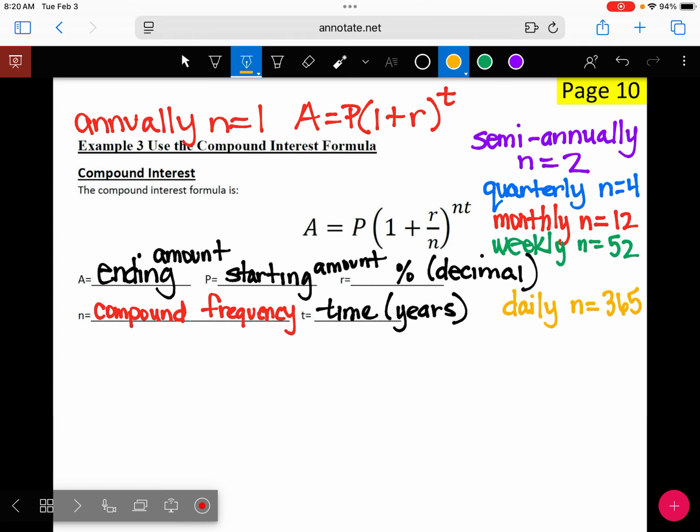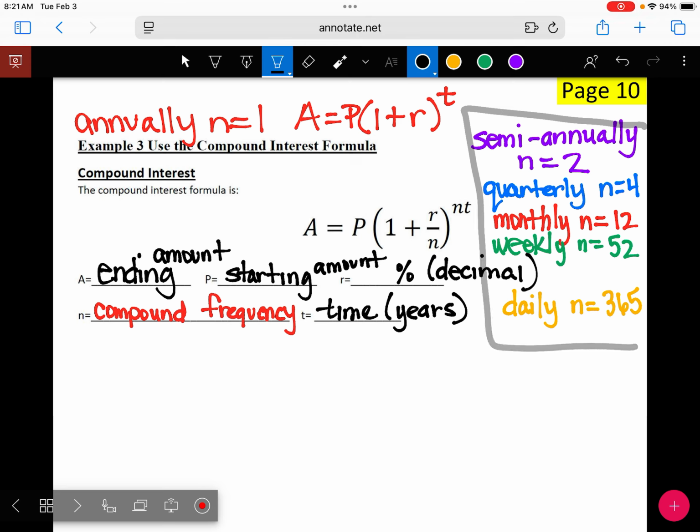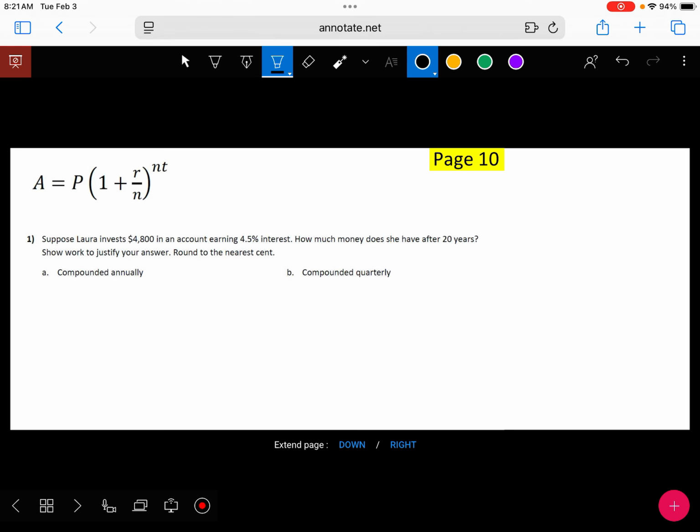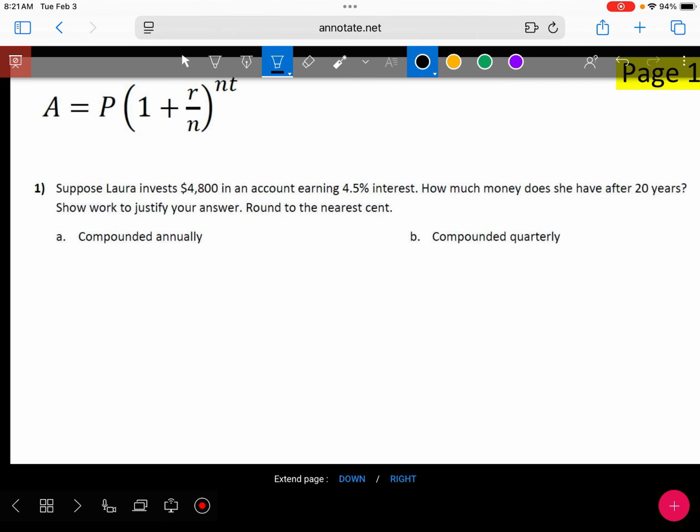So these are the numbers right here that we're going to put in this position. And again, we only include it if it's not annual. If it's annual, we don't need to worry about N at all. All right, any questions? Well, according to first period, this was really easy, so I think we're going to fly through. Okay. So we got Laura.